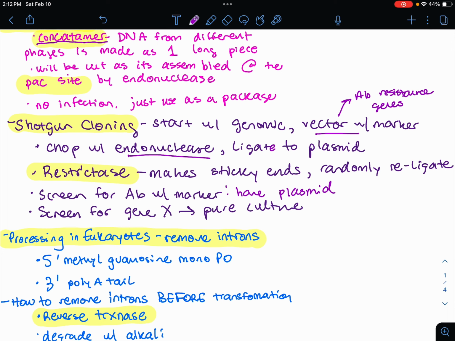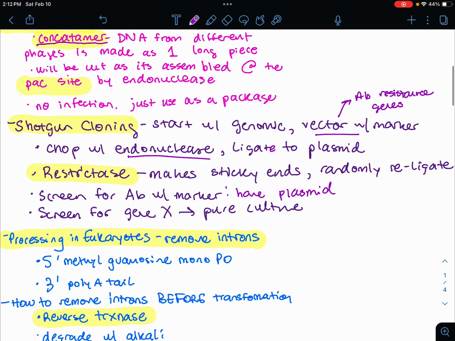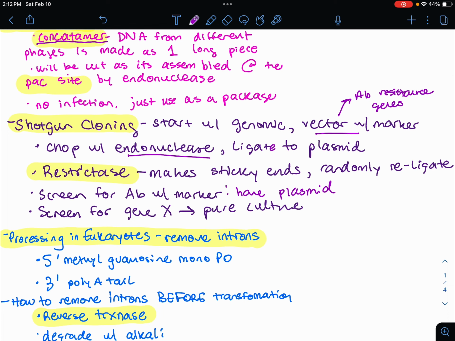You could also use a restrictase, which will make these sticky ends. This is how they're going to make these plasmids. Basically, it's like Frankenstein here. We're going to take the restrictase, cut up the genomic DNA, and then you're going to put these pieces, again, by random ligation, into these plasmids.